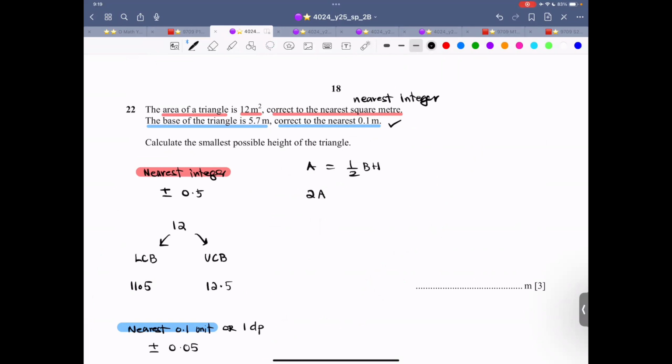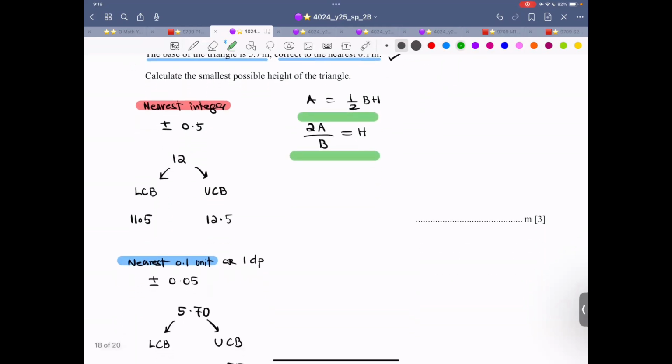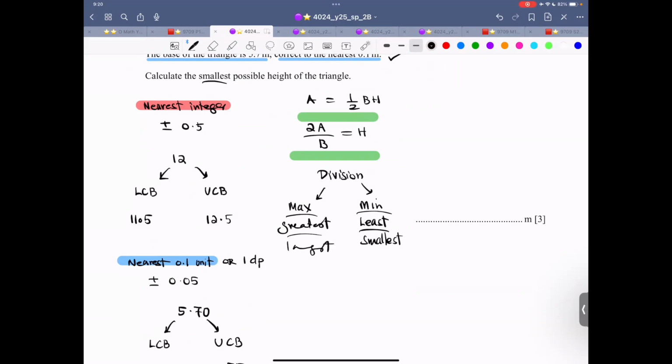Now we know that the area of a triangle is half base into height. That means 2 times area divided by base is the height. This is the formula that connects the two. Now, when we are talking about division, in order to find the maximum versus the minimum, they're asking for smallest. Let me work for both of them. Minimum, least, smallest. These are the 3 words that they use. Maximum, greatest, and largest. These are the 3 words that they use.